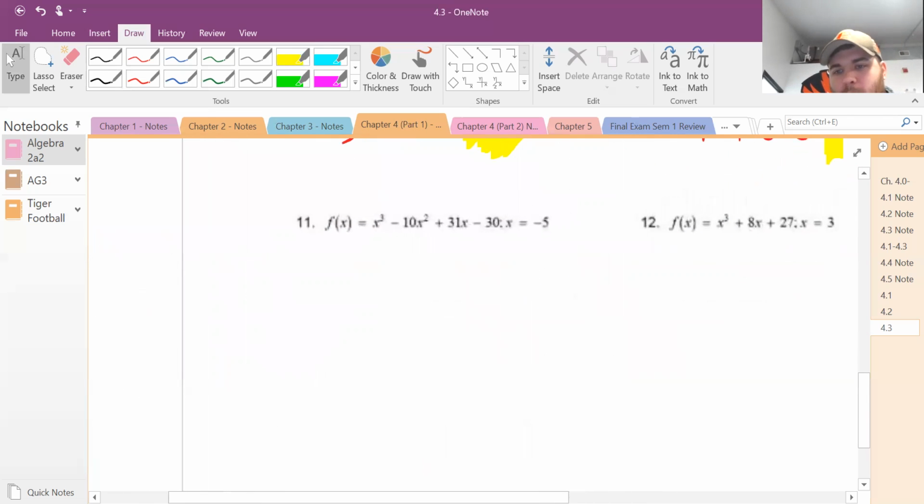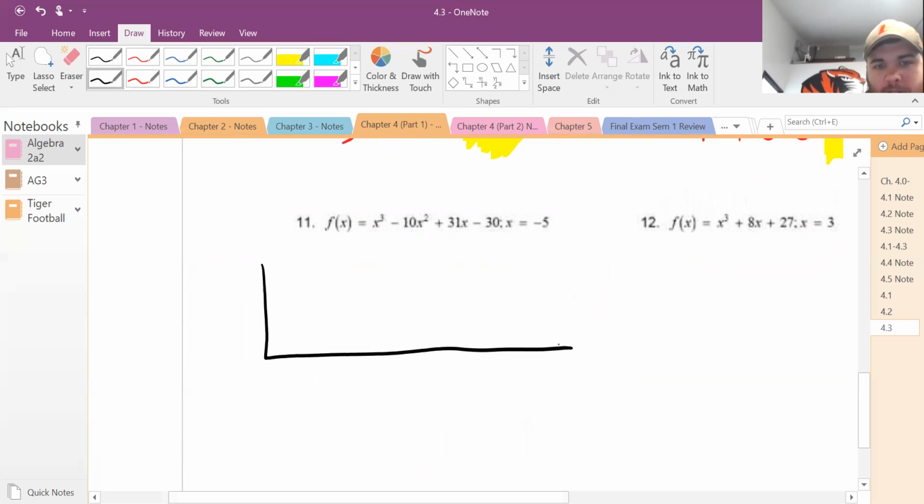Let's do one more, then I'll leave 12 for you guys. Okay, let's do number 11. So -5 goes on the outside. I want to evaluate this function at -5. Do I need any placeholders? I have a 3, I have a 2, I have a 1, I have a 0. No, I do not. So let's just pull the coefficients off.